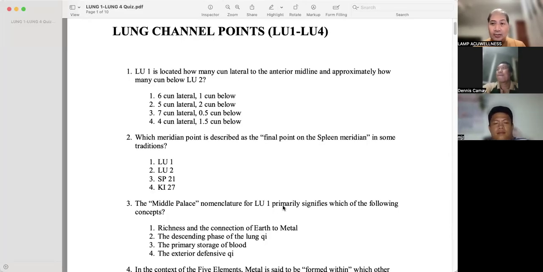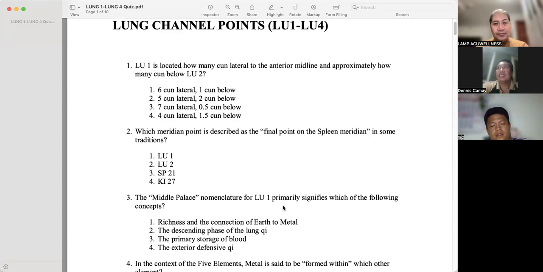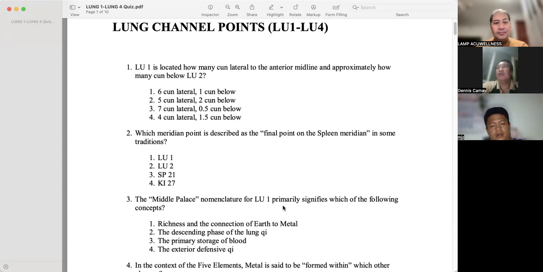Now let's go to lung channel points. We will review lung 1, lung 2, lung 3, lung 4. Lung 1 is located how many tune lateral to the anterior midline and approximately how many tune below lung 2? 6 tune lateral, 1 tune below.